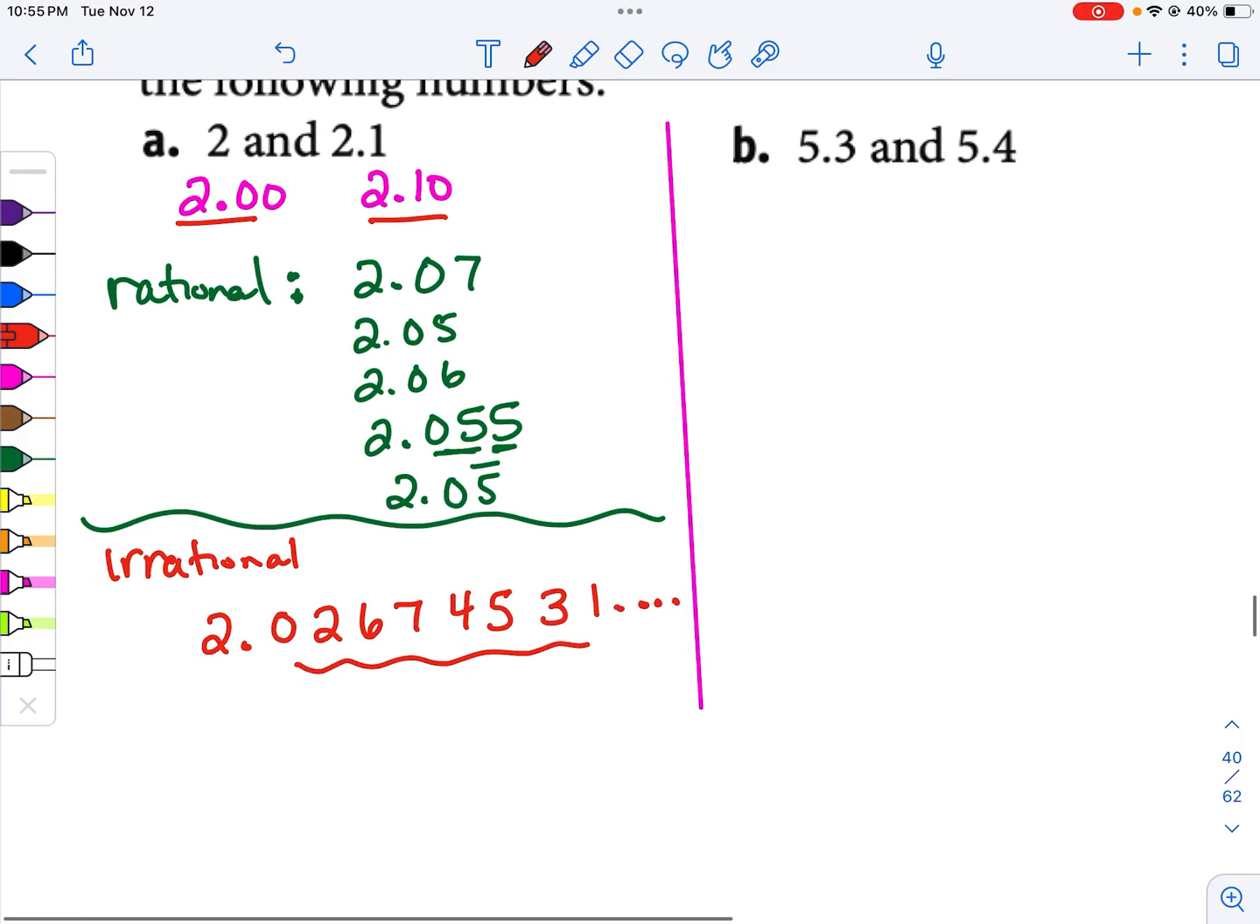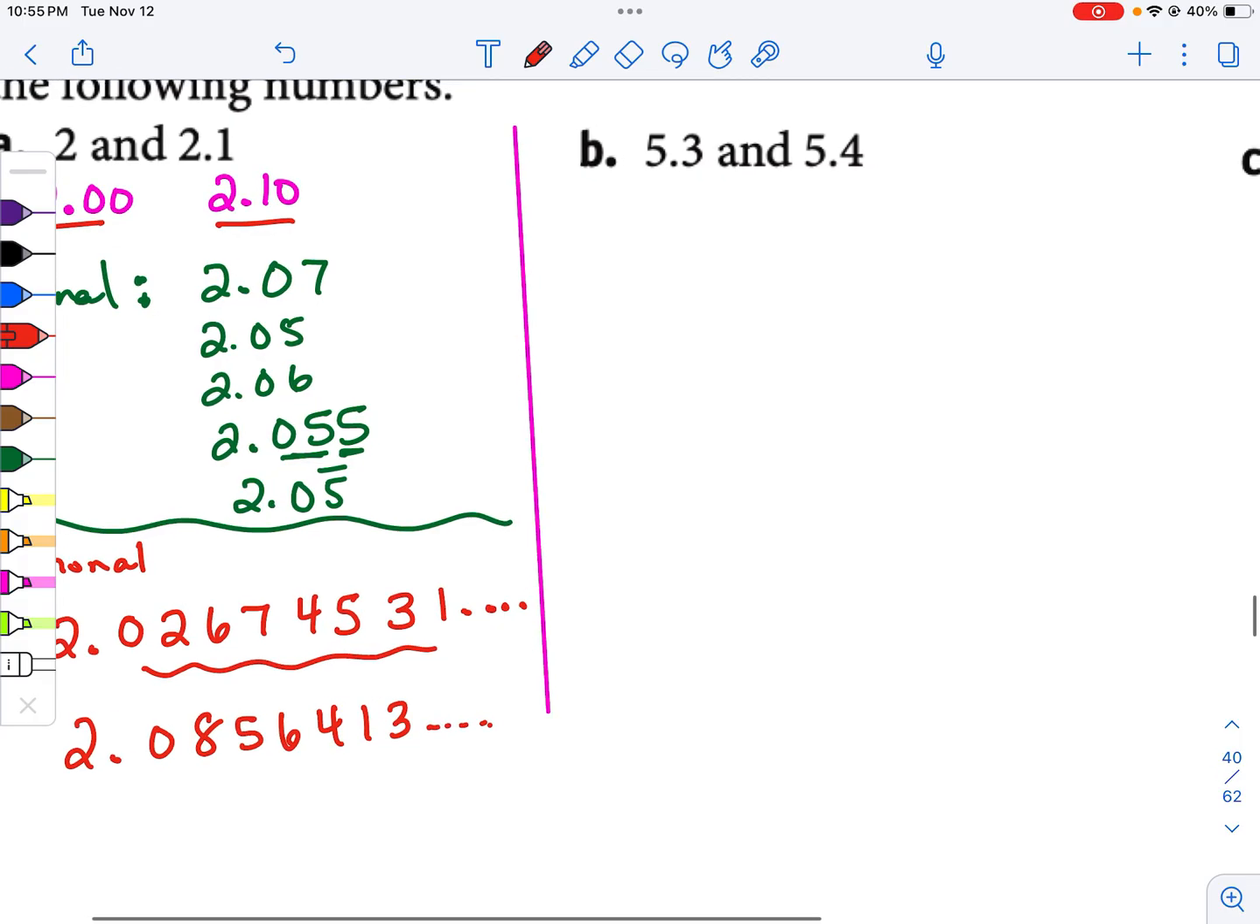Okay, if I want to come up with another irrational number, I can pick 2.0 something between $2 and $2.10. I could pick 2.08 or 2.09 or 2.07. And then again, all I have to do is add a bunch of numbers, 6, 4, 1, 3, and then that dot, dot, dot to show that it goes on forever. All right, so let's do the same thing with 5.3.